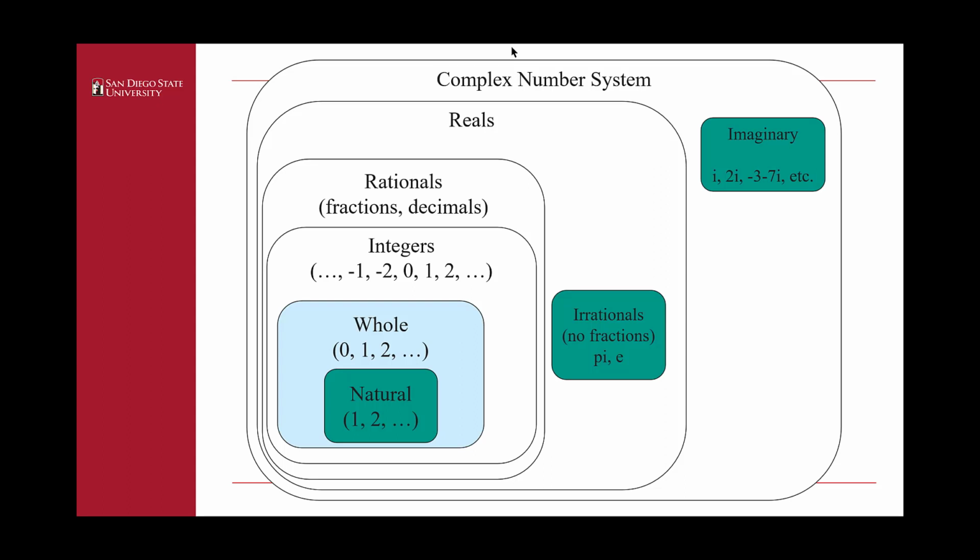Here, what is included in the complex number system that is excluded from the real numbers are the imaginary numbers. Numbers like i, 2i, -5i, -3, -7i, etc. are imaginary numbers included in the complex number system, but excluded from the real number system.